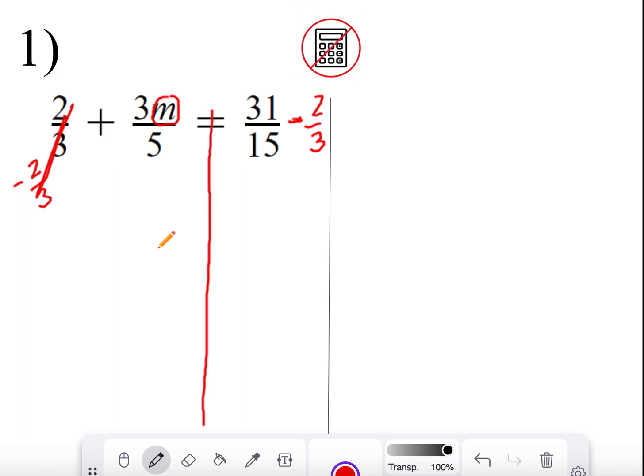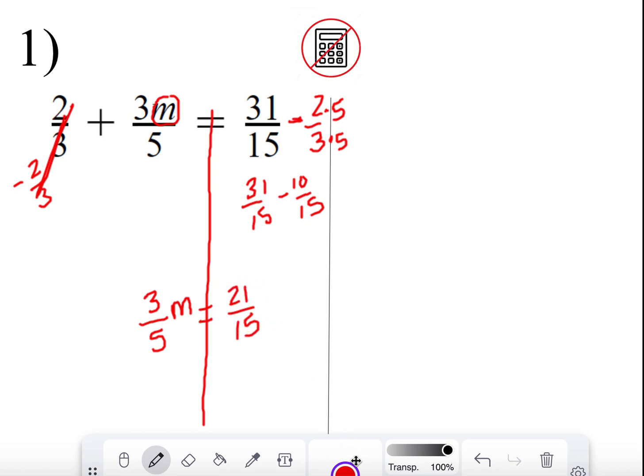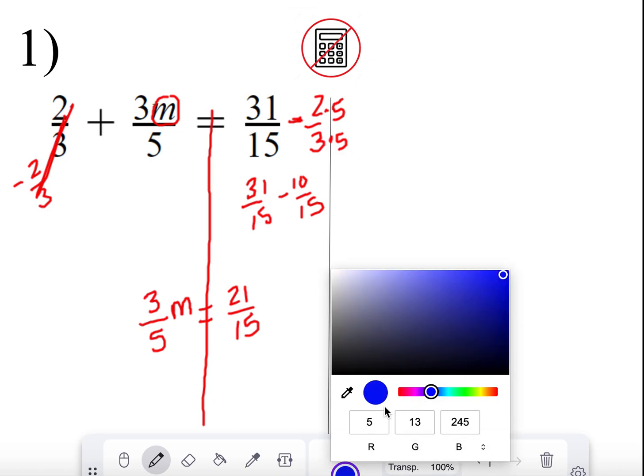I'm going to drop down the 3/5 m. In fact, I'm going to put 3/5 in front of the m. It's being multiplied. The m could be in the numerator or it could be behind it like this. Now, when we subtract fractions over here, we're going to have common denominators. So we're going to make it 15. That'd be the least common multiple. So this will be 31/15 minus 10/15, which would then give us 21/15.